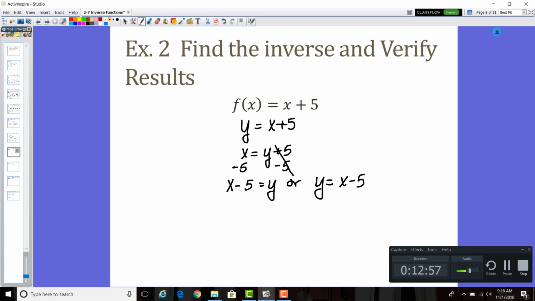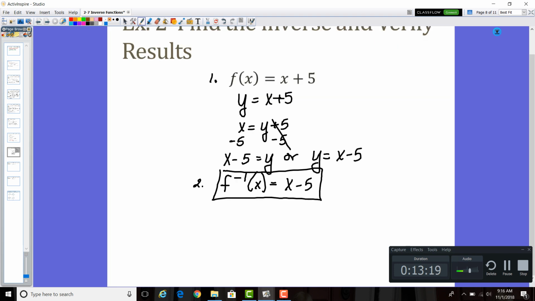Fourth step, that y comes out and inverse notation goes in. This is what you're trying to prove. Okay, this is what we found. We found that if f of x is x plus 5, then my inverse of that f of x is x minus 5. Okay, that's steps 1 through 4. This gives us our inverse. Now we need to prove it. The proving part is what we just did in the last 3 examples. However, we're just using different notation.